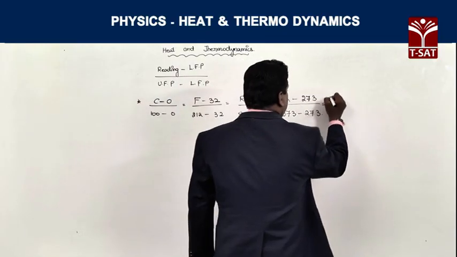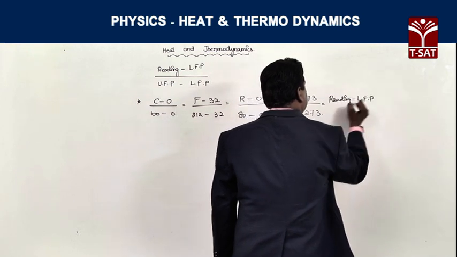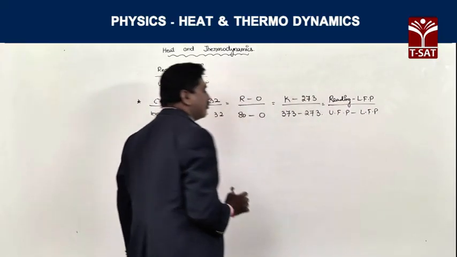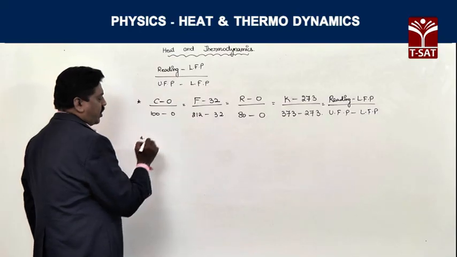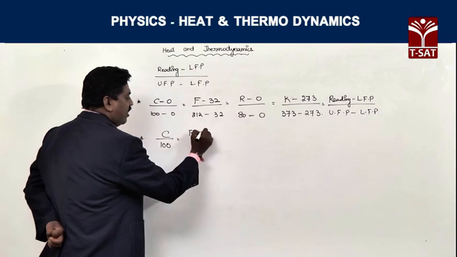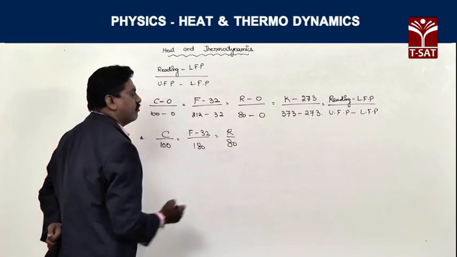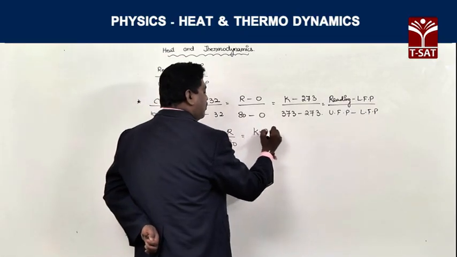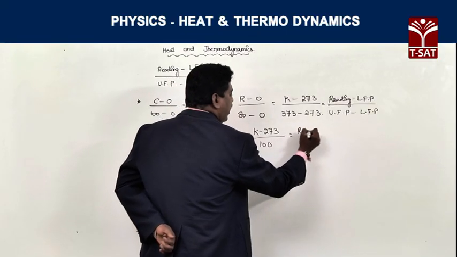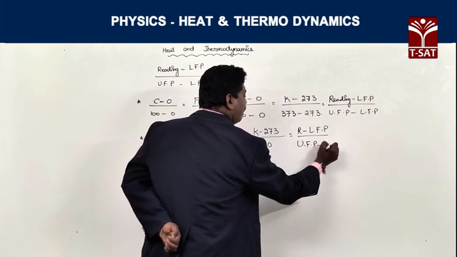In the same manner, reading minus lower fixed point by upper fixed point minus lower fixed point. This entire set of equations can be given as C by 100 is equal to F minus 32 by 180, is equal to R by 80, equal to K minus 273 by 100, equal to reading minus LFP by UFP minus LFP.